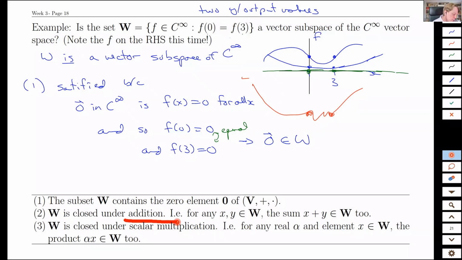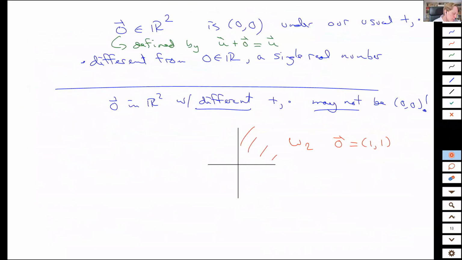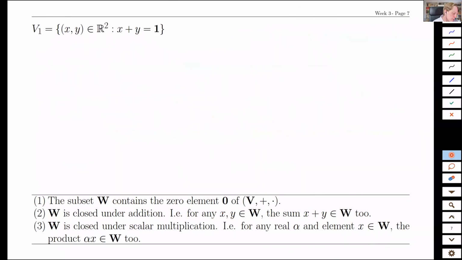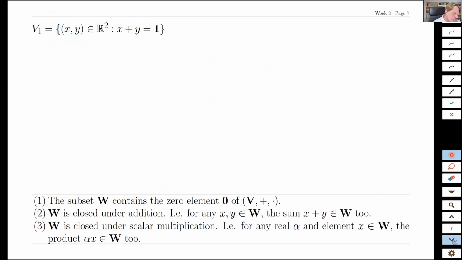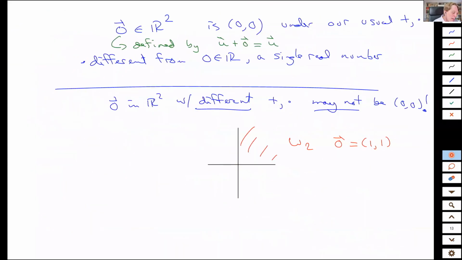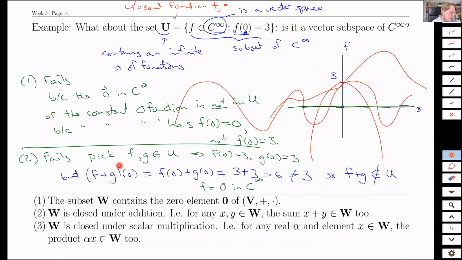So an example of number 2 being wrong, if you go back to that example we had with the straight lines. Every example we've seen so far fails number 2, if it fails anything. So here we said, let's grab 2 elements where the elements satisfy f of 0 equals 3. Well, that's not closed under addition, because if I take a function that goes through 3 and another function that goes through 3 here, when I add them together, I'm going to go through 6. Well, that's not part of the set, so that fails too.